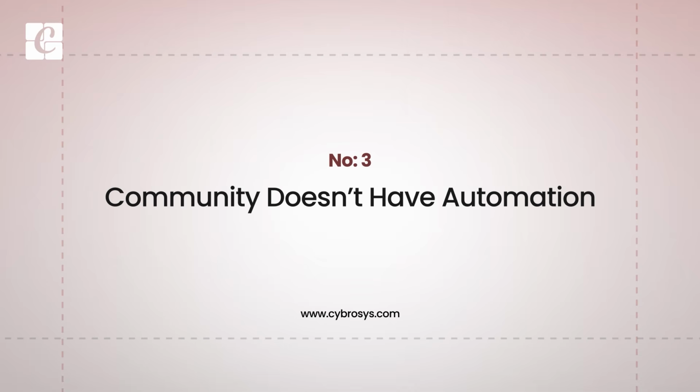Lie number 3. Community doesn't have automation. It's nothing like that. A lot of people think that Community is a place where only manual work can be done. But the fact is, no, there is a lot of automation in Community as well, though still limited. If you go on and create a sale order, a delivery order will be triggered automatically.